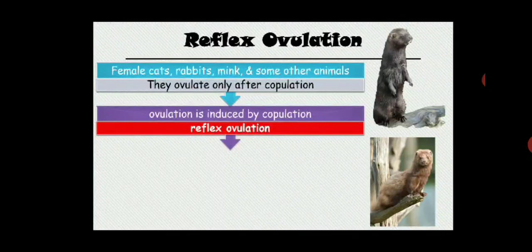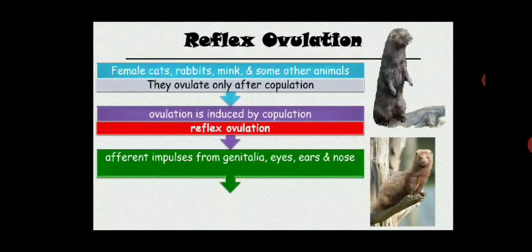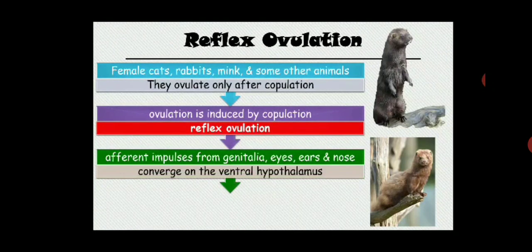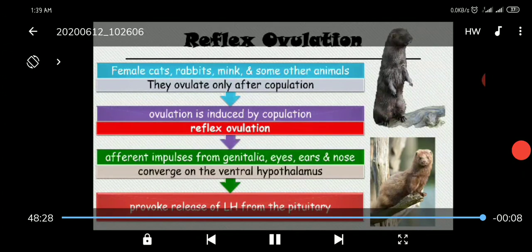In humans there is periodic monthly ovulation, whether the female requires it or not, while in these lower animals they only ovulate once they are sexually active or sexual intercourse takes place. So efferent impulses from the genitalia, eyes, ears and nose are conveyed to the ventral hypothalamus and provoke the release of LH from the pituitary, and this causes the LH surge and causes ovulation. Alright, this is about reflex ovulation.